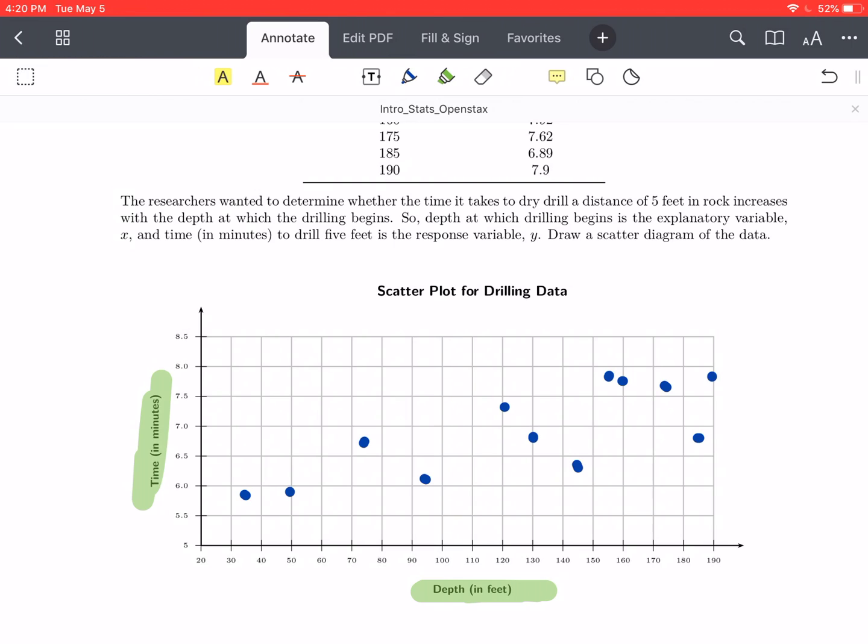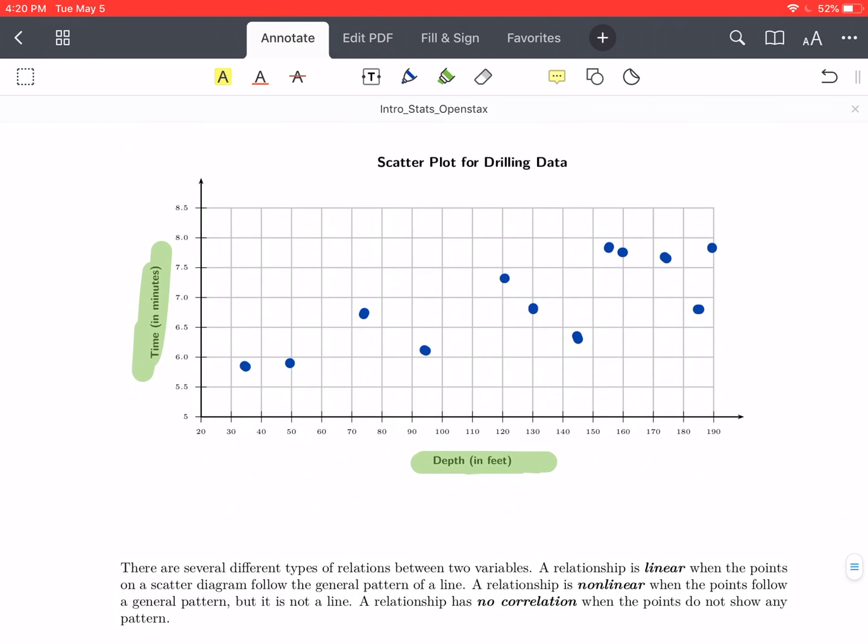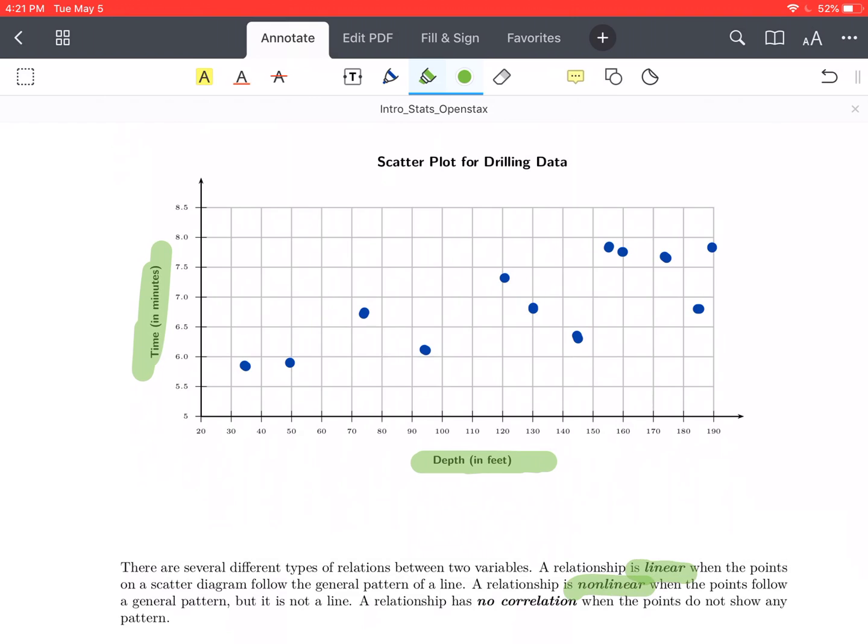When we're looking at whether the data is related or not, and that's what we're going to talk about in the next section, how to determine this relationship, there are several different types of relations between two variables. A relationship is linear when the points on the scatter diagram follow the general pattern of a line. It's nonlinear when the points follow a general pattern, but it's not a line. And we say that it has no correlation when the points don't show any pattern.